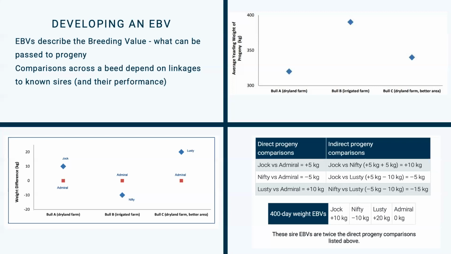But bull B, by virtue of living on an irrigated farm where the seasons are never really against him, is going to allow that environmental effect the greatest opportunity to allow the genetics to be expressed. So of course the average yearling weight of those progeny will be heavier. Bull C on a dryland farm but in a better area will be somewhere in the middle of those two bulls. Now, making a head-to-head comparison is always going to be a little bit of a tricky thing there, because how much of that is environmental effect?